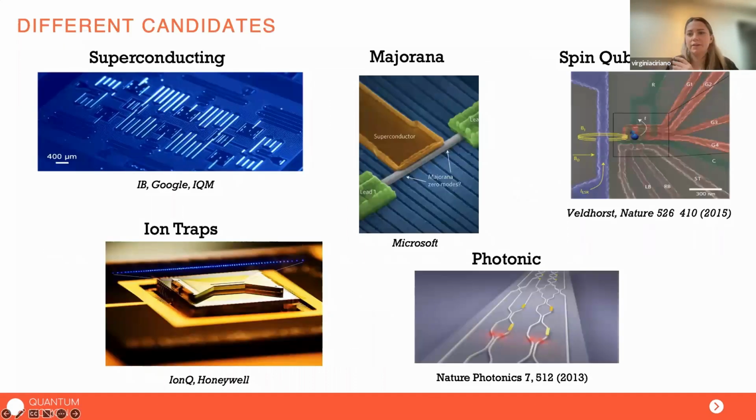So at the moment, there are several platforms. Here I have a few subsets: superconducting qubits, ion traps, Majorana, photonic, and spin qubits. And some of them have already achieved quantum supremacy, like for example superconducting and photonic. But at the moment, it looks like there are a lot of possibilities. We still don't know which one will be the winning horse of the race.